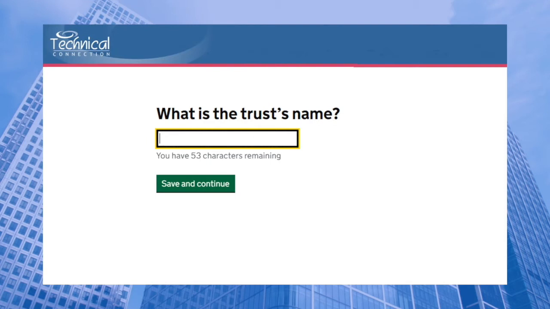As you can see here, there are a maximum of 53 characters. So where the trust has a longer name, you can paraphrase it as appropriate. Where no trust name exists, you can use a suitable alternative, or perhaps where it was a will trust, it may not have a trust name. So you may wish to call it the John Smith Will Trust, for example. In my case, I'm going to use the example of the Blake Family Trust.